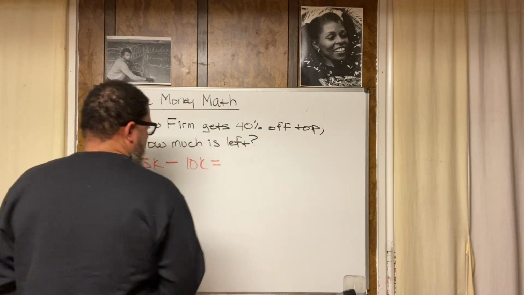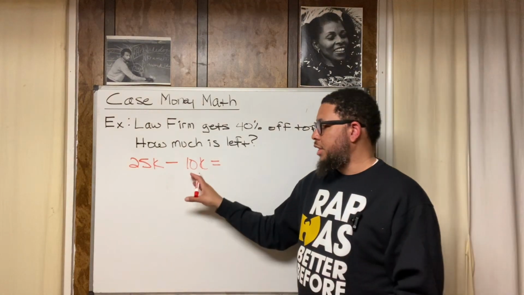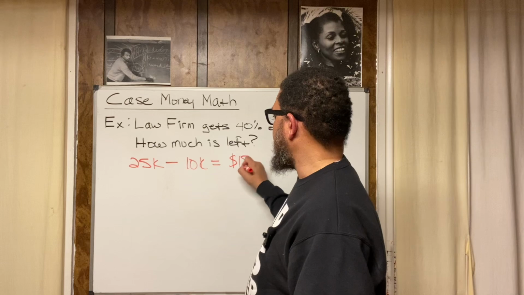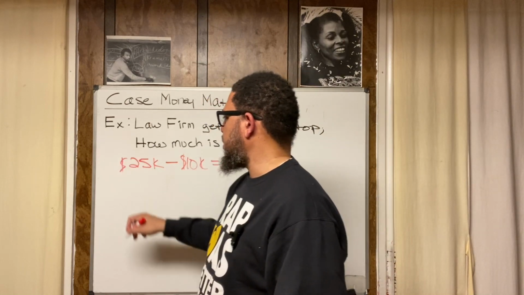And then you got to do some subtraction. You got to know how to subtract. 25 take away 10 is 15. So that leaves you with 15K. Now, don't get too excited. You might say 15K, that's a nice piece of change.